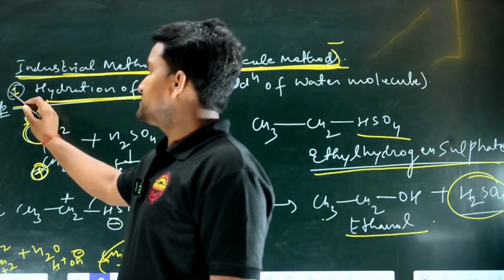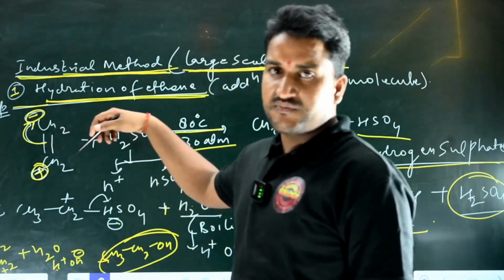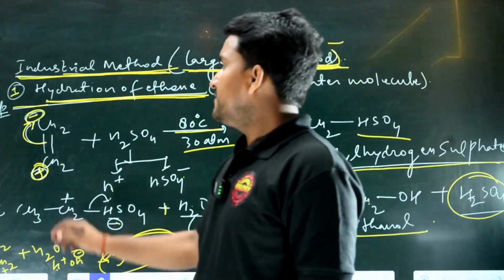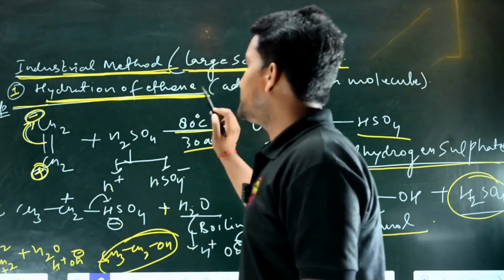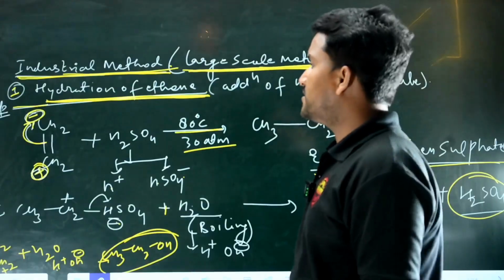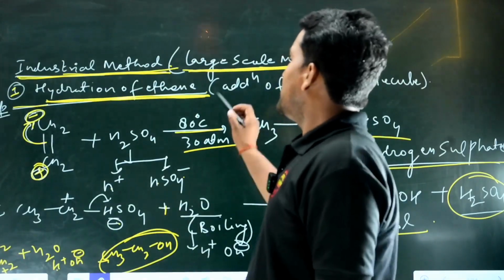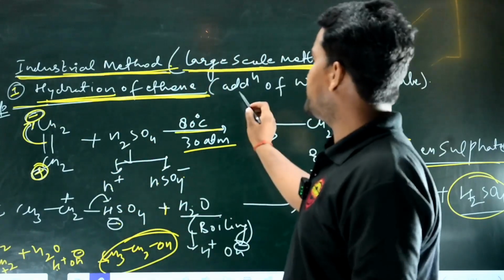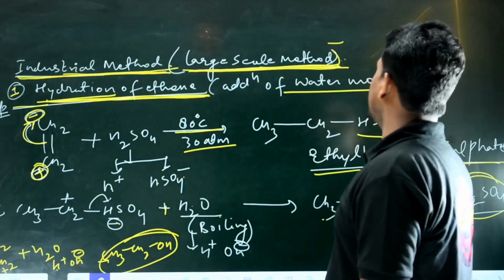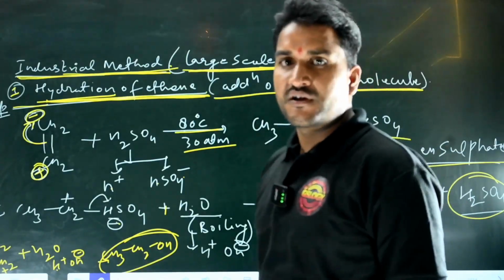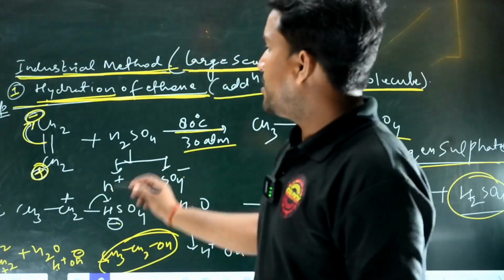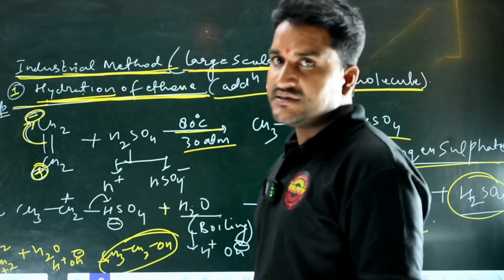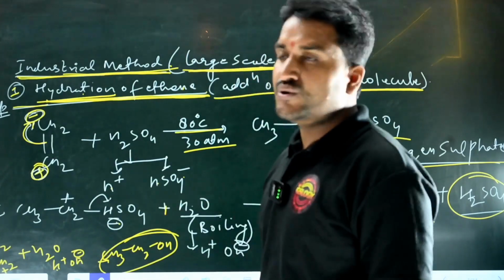Example: in this method there are two steps. How many steps? Two steps. First step, hydration of ethene. What does hydration mean? Hydration means addition of a water molecule. Addition of a water molecule on ethene is called hydration. And in this method there are two steps.